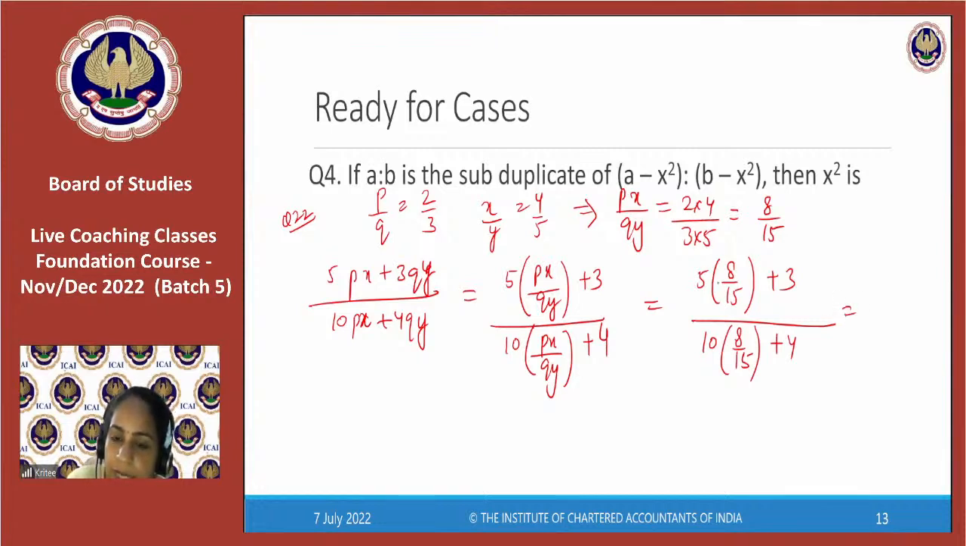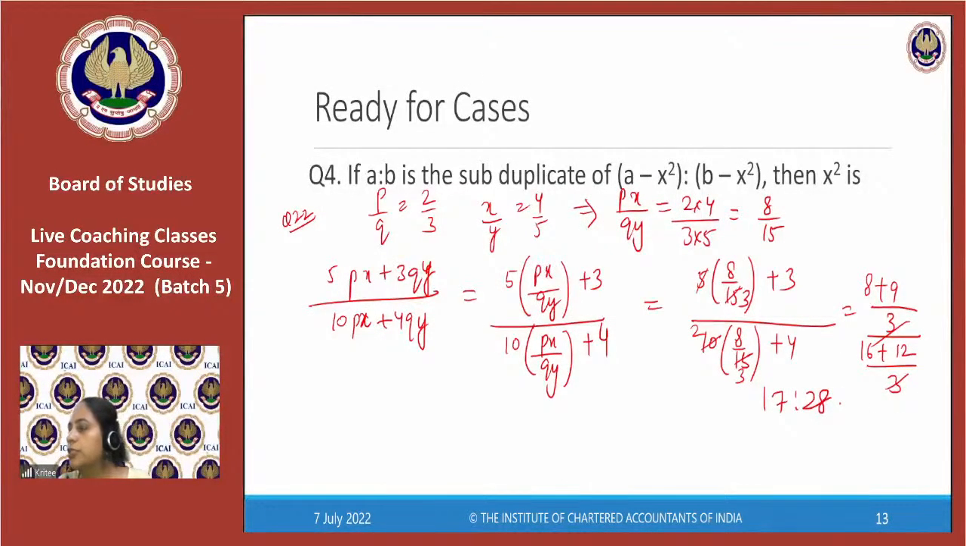Either you simplify it here itself, the 5 cancels out and this gives you 3, and 5 twos are 10, or you simply do the calculation as it is. So 8 plus 9 upon 2 8s are 16 plus 12. So 17:28 is your answer for question number 22.